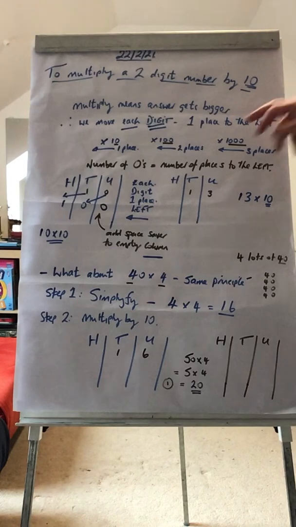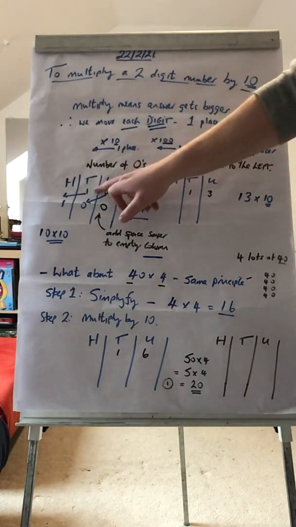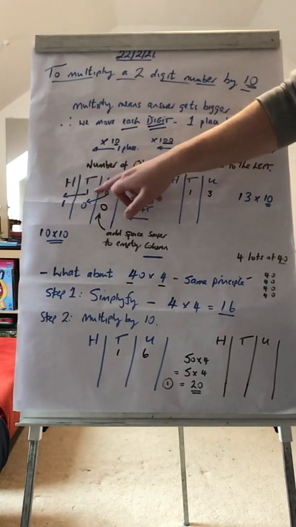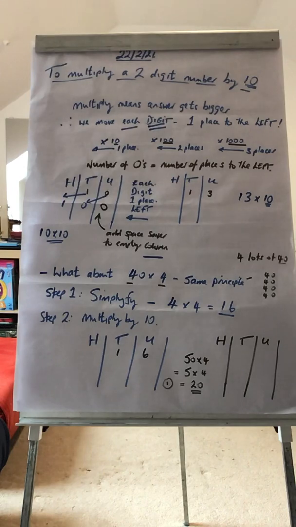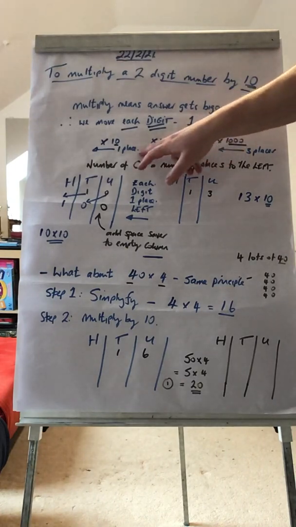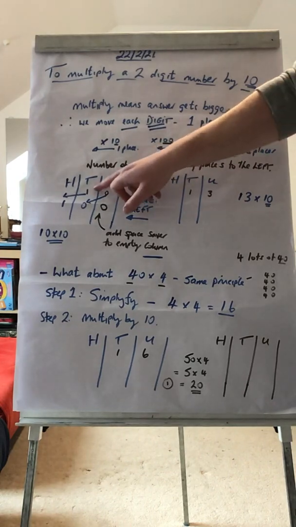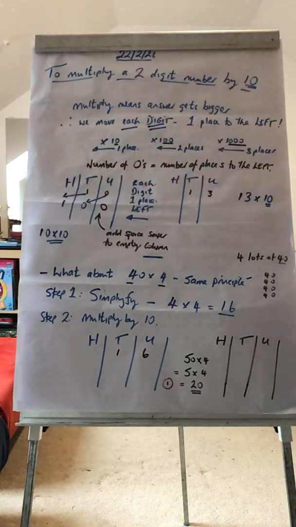We are moving each number or each digit to the left. If we're moving numbers to the left, we are going from maybe the tens column to the hundreds column, from the units column to the tens column. Numbers are getting bigger. As you go left, numbers get bigger, and as you go right, the numbers get smaller. Every digit needs to move to the left, but how many places? If we are multiplying by 10, each digit moves one place. Units become tens, tens become hundreds, hundreds will become thousands.